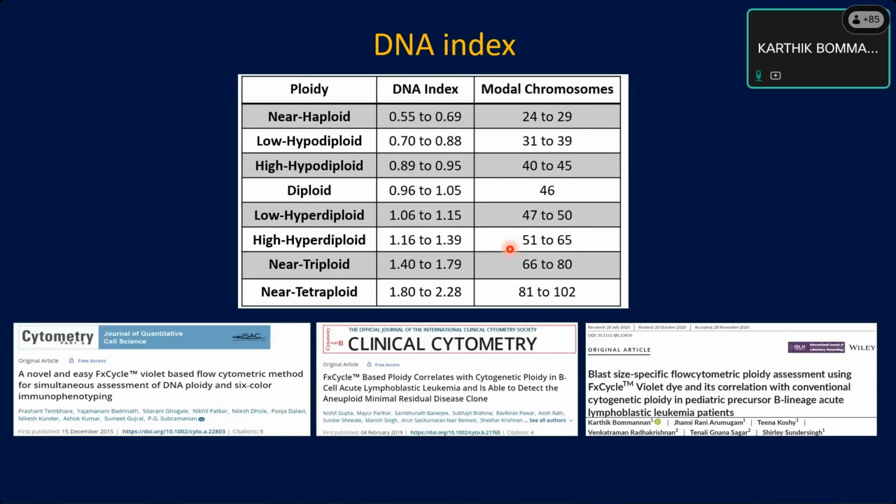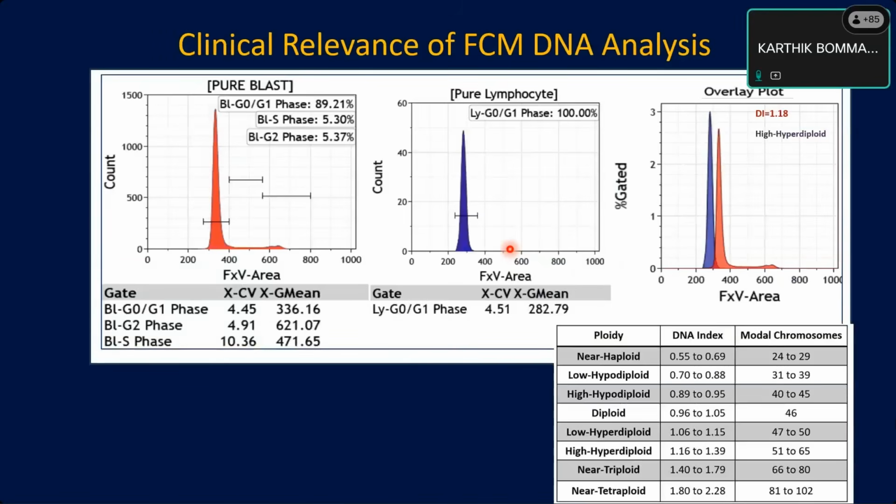So now you understood the concept of your DNA index, right? It's the DNA content in the G1 phase of your blast divided by the DNA content in the G1 phase of your lymphocyte. Say this is the overlap we are seeing. Here the DNA content is 336 in the G1 phase of my blast. Here it is 282. If you divide 336 by 282, it is 1.18. It is high hyperdiploid. Simple.